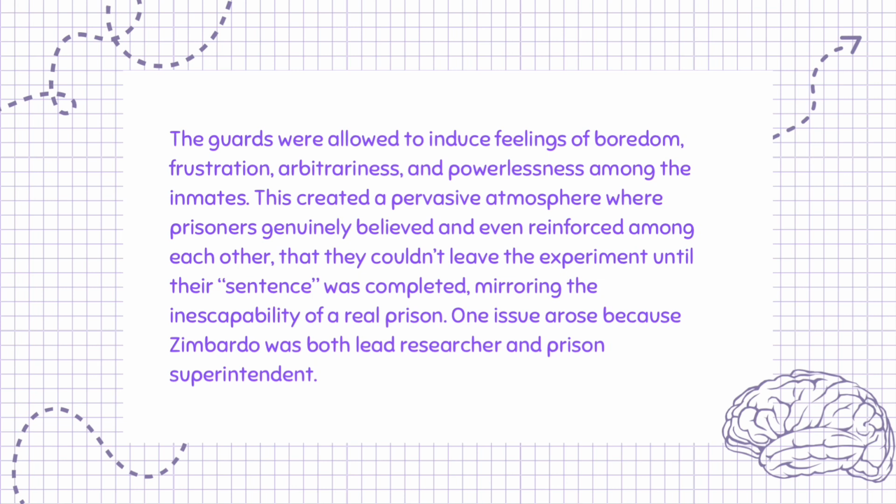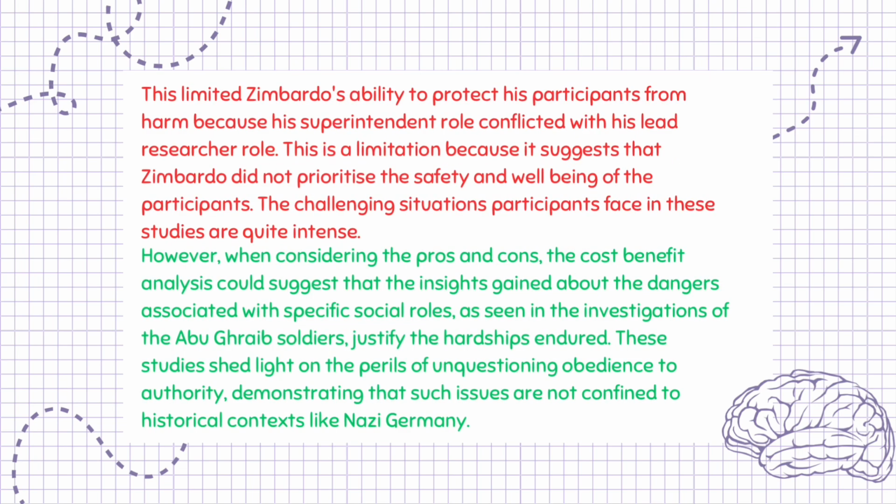One issue arose because Zimbardo was both lead researcher and prison superintendent. This limited Zimbardo's ability to protect his participants from harm because his superintendent role conflicted with his lead researcher role. This is a limitation because it suggests that Zimbardo did not prioritize the safety and well-being of the participants.